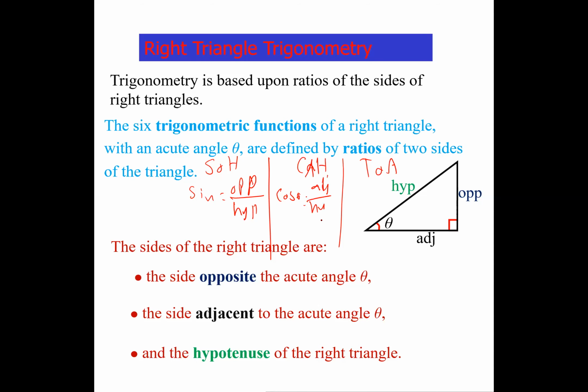Adjacent over hypotenuse, and tan will be opposite over adjacent. These are the trigonometric ratios of trigonometric functions. And we have the reciprocals, cosec theta, 1 over sine theta, which will be hypotenuse over opposite. And sec theta equals 1 over cosine theta. And cotan theta will be 1 over tan theta, which is the adjacent over opposite.